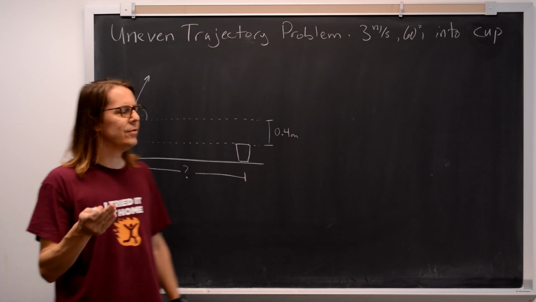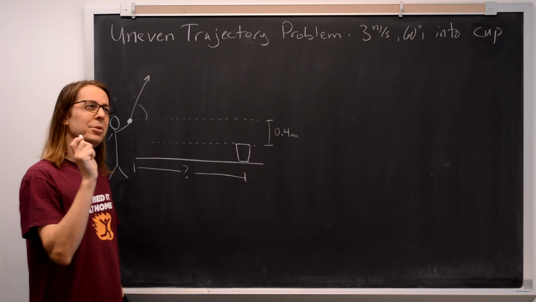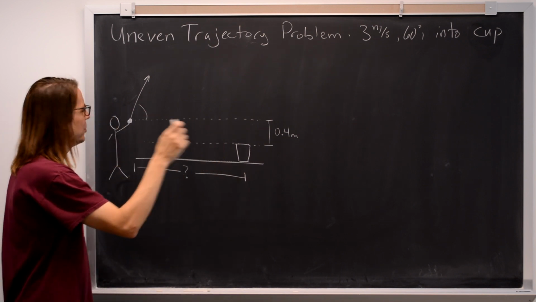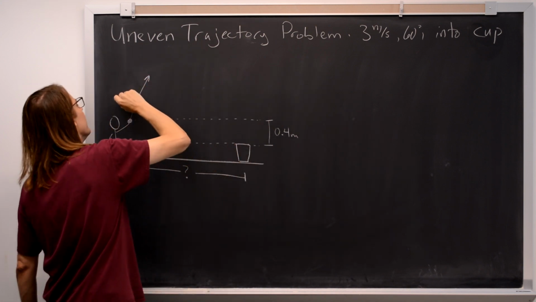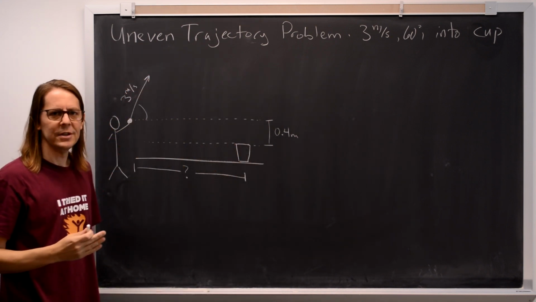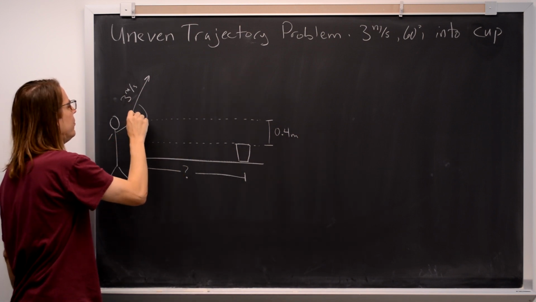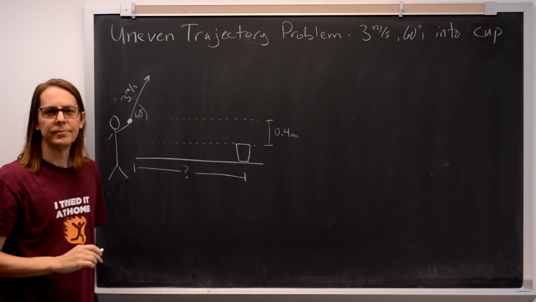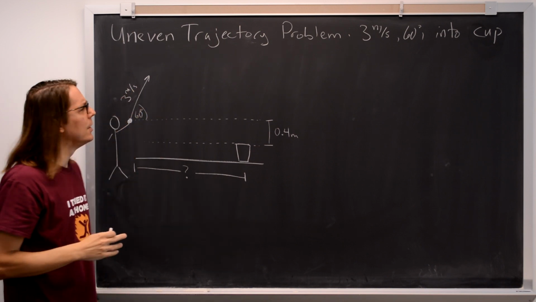I'm going to go through the uneven trajectory problem again. So recall it was about throwing a ping pong ball into a cup. We have an initial condition, an initial throw, 3 meters per second. That would be the magnitude of the velocity at 60 degrees, which means 60 degrees above the horizontal. So here we have the initial velocity in polar coordinates.